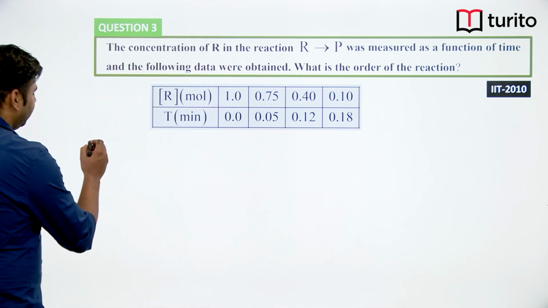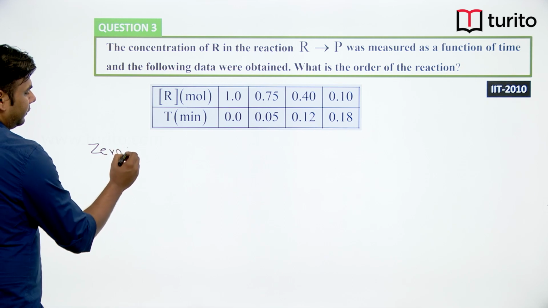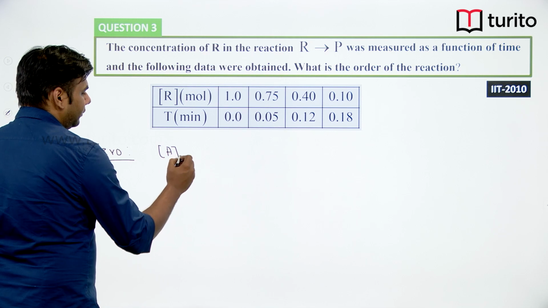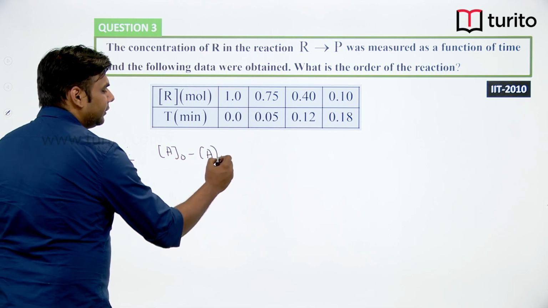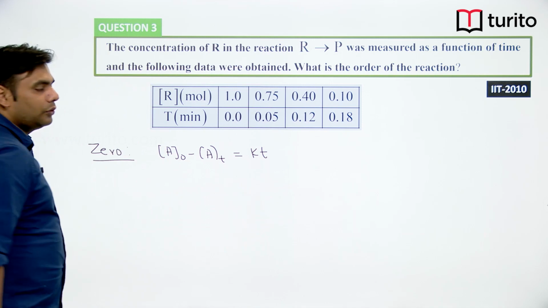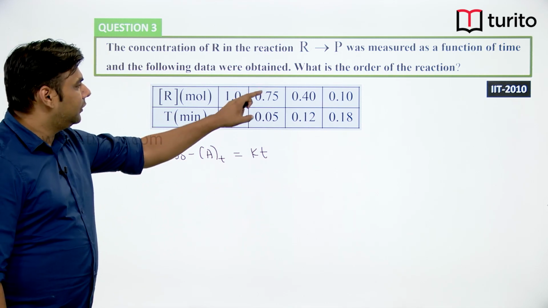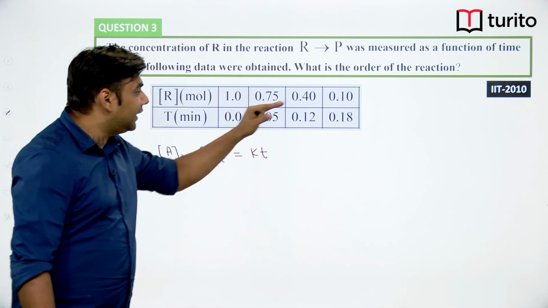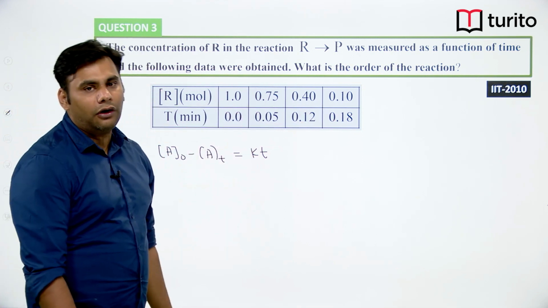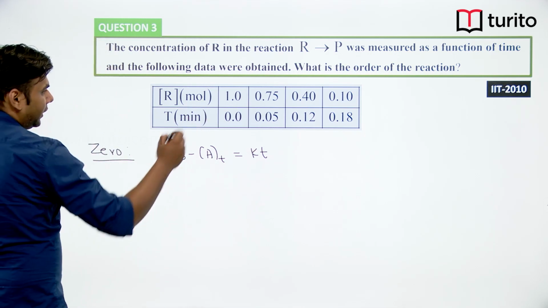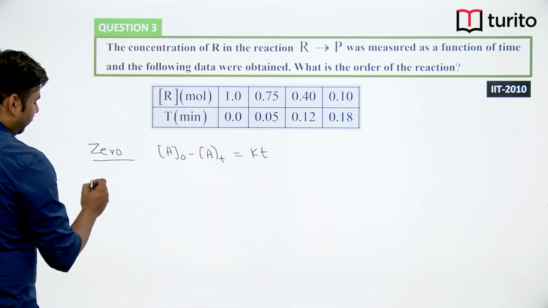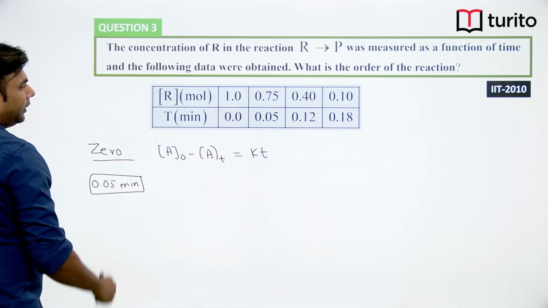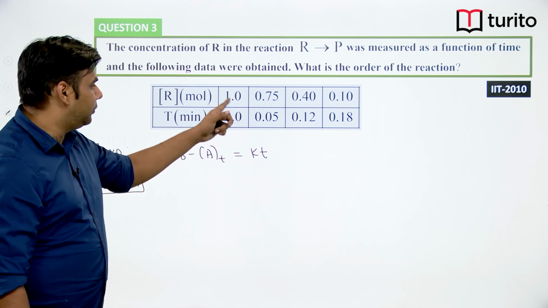So I will start with zero order, okay. For zero order we know that the equation is A naught minus A t is equal to K t. At different times the value of the concentration of A has been given to us, so at different times we are going to calculate the value of rate constant K. First we will calculate for 0.05 minutes, okay. We know that the concentration of A at t equals 0 is 1.